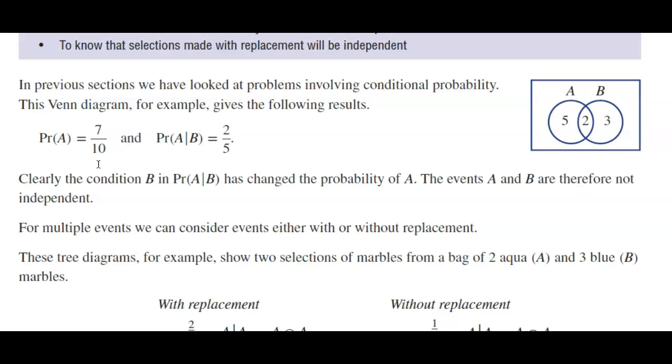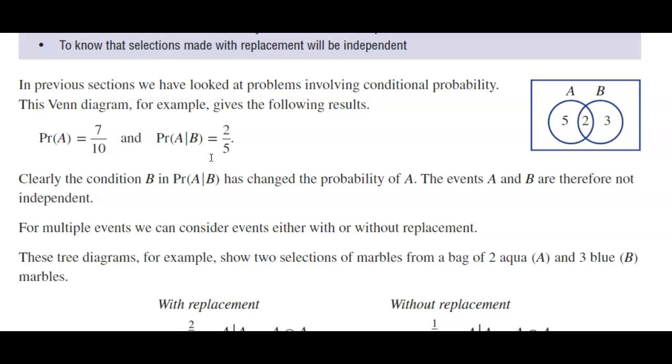Now, the probability of A, as we look in the circle for A, we've got 5 and a 2, so 7 for A, out of how many? There's 10 in total. So 5 plus 2 plus 3 gives us 10. Now, the probability of A given B, so this is conditional probability of A given B. We have the intersection 2, given B is 5, so 2 over 5. Now, because they're different, these events are not independent.